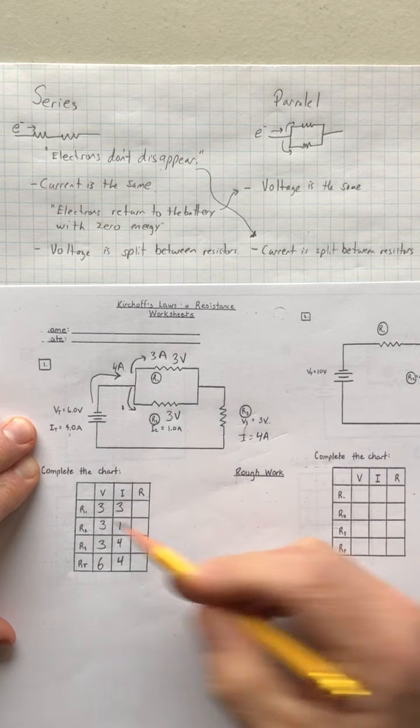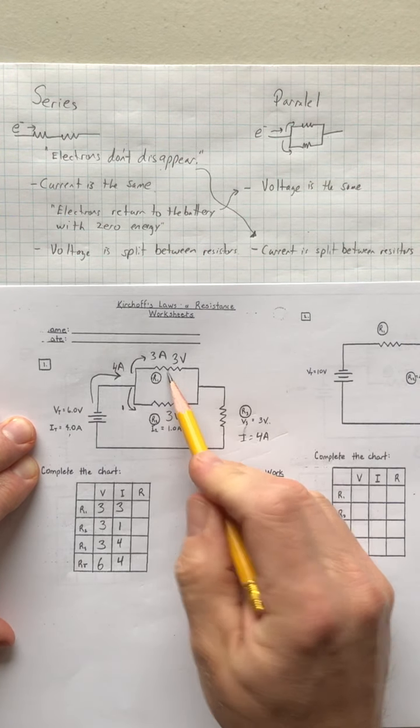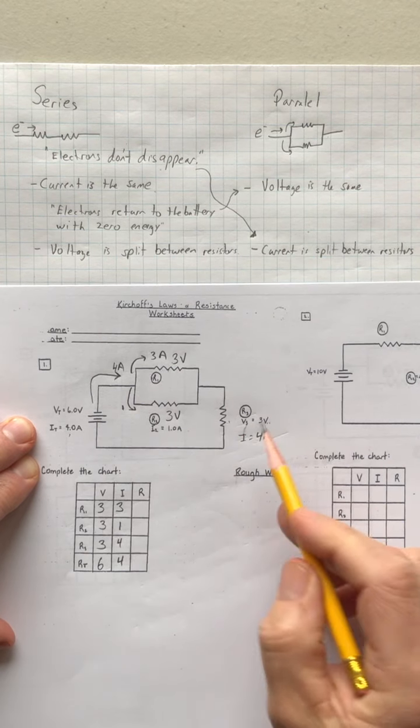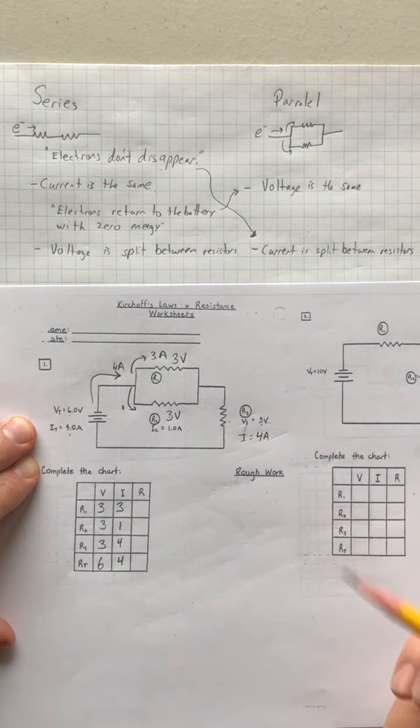Okay, you can't just add them up. You can't say 3 plus 3, because if you look at one electron, it can only go one trail at a time. So this 3 plus that 3 is 6. Or the guys that go this way, that 3 plus that 3 is 6.